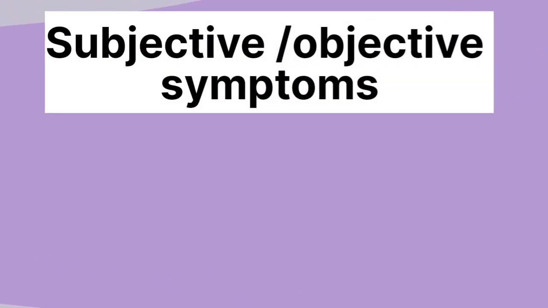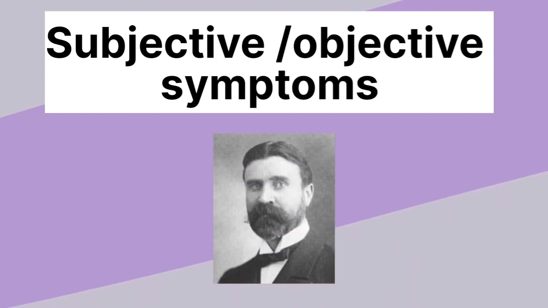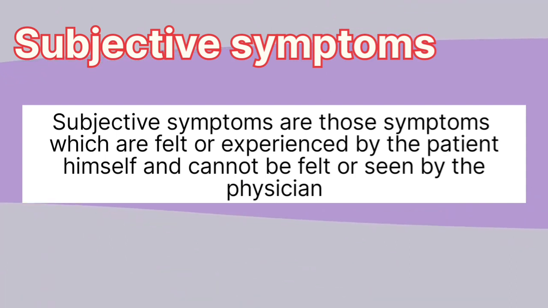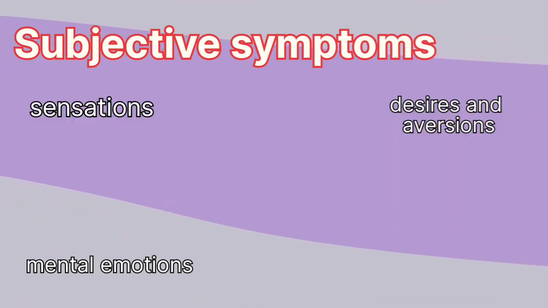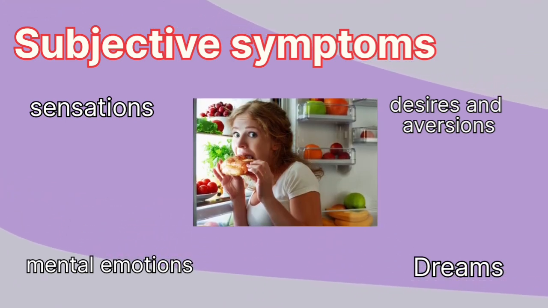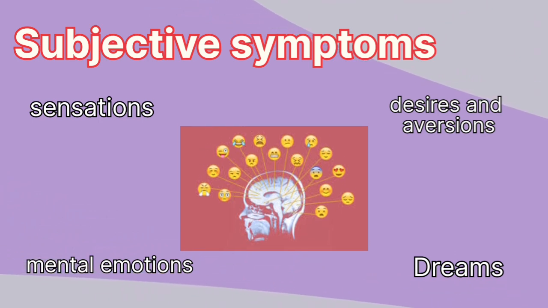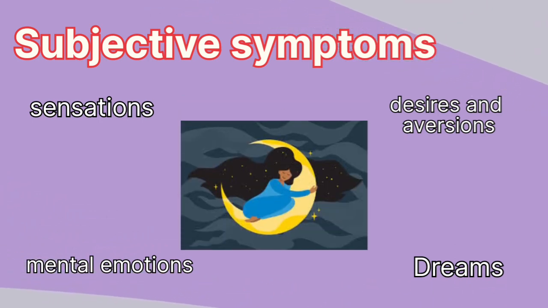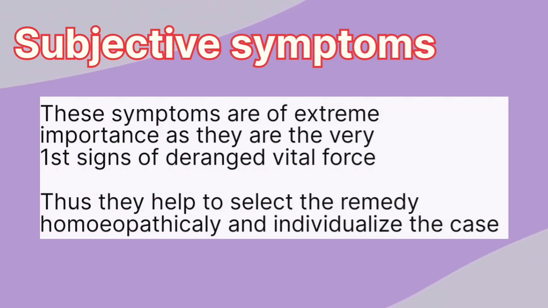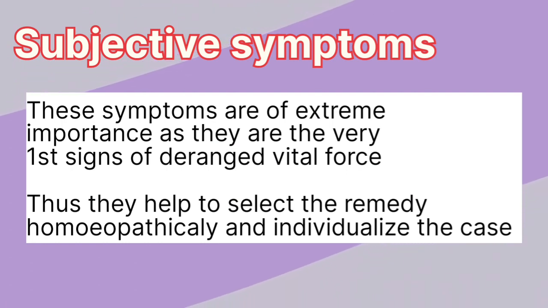Next, we would try to understand the concept of subjective or objective symptoms. This concept was actually given by Dr. Stuart. Subjective symptoms are those symptoms which the patient feels or experiences himself and cannot be felt or seen by the physician. The various sensations like burning, throbbing, or physical general symptoms like desires, aversions, or mental symptoms like various emotions, for example anger, sadness, indifference, or various dreams like dreams of flying, falling, etc., are all examples of subjective symptoms. These symptoms are of extreme importance to the homeopathic physician as they are the very first signs of the deranged vital force.